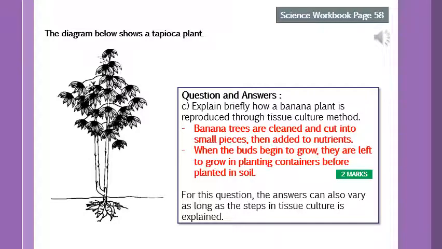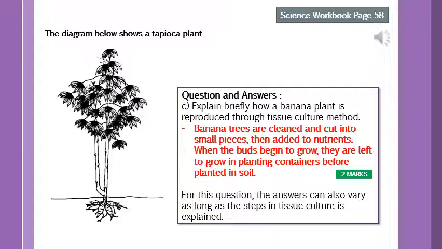Okay, we are almost done here. This is the last question. Explain briefly how a banana plant is reproduced through tissue culture method. My answer here is banana trees are cleaned and cut into small pieces, then added to nutrients. When the bud begins to grow, they are left to grow in planting containers before planted in soil. I gave 2 points because this question stated 2 marks.